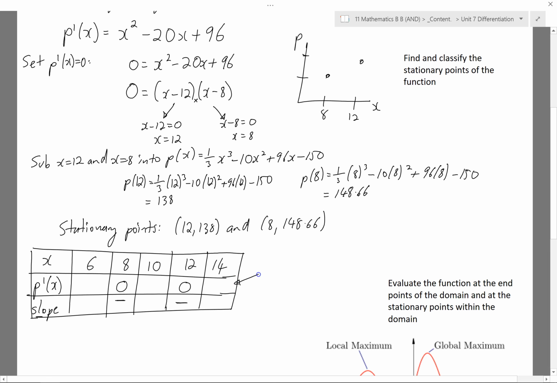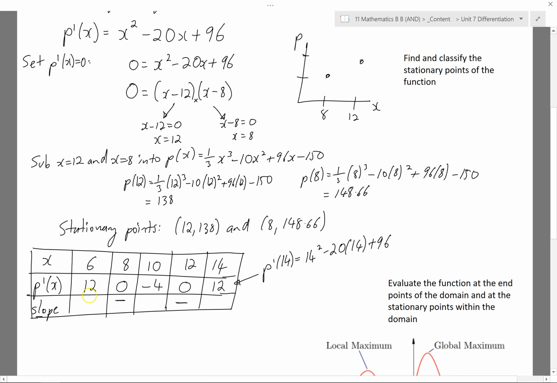So all of these substitutions, for example, in here will be P dash of 14. What's the slope at x equals 14? Which would be 14 squared minus 20 times 14 plus 96, okay, from my derivative. So I'll do that for all of these points in the table. So I've done all this. I've found the slopes at all of those points by substituting into the derivative.